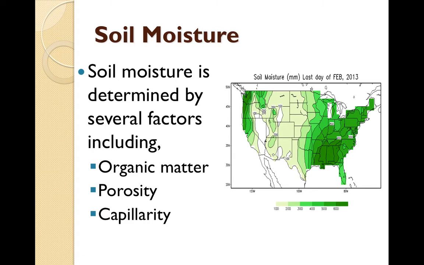Our soil moisture is how much water content is found in your soil, and it's based on the following factors: how much organic material is located in your soil, the pore spaces, the porosity, and also the capillary action, its ability to allow water to penetrate and pass through, and actually pass upward in the soil.